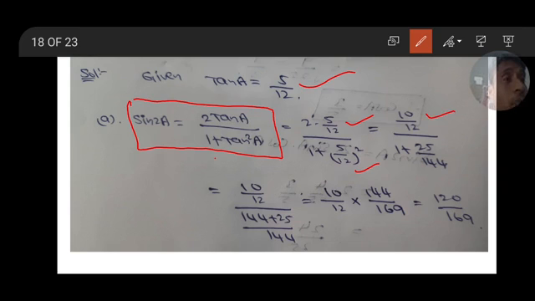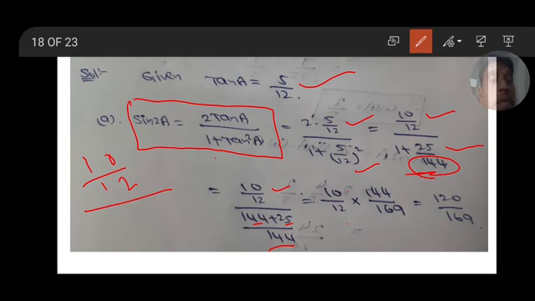10 by 12, 1 plus 5 by 12 whole square means 25 by 144. 5 square means 25, 12 square means 144. You have to take the LCM. 10 by 12, numerator same. Here 144 is the LCM. 144 plus 25, that is 169 by 144.